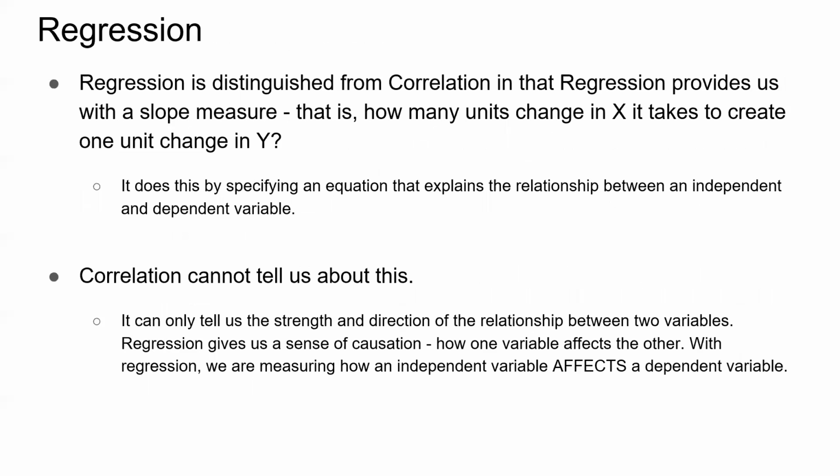Regression is distinguished from correlation in that regression provides us with a slope measure. So that is a sense of how many units of change in X it takes to create a unit change in Y. It does this by specifying an equation that explains the relationship between an independent variable and a dependent variable. And correlation can't do this. We talked about that. It can only tell us the strength and the direction of the relationship. Regression gives us a sense of causation, how one variable affects the other. So with regression, we're measuring how an independent variable affects a dependent variable.